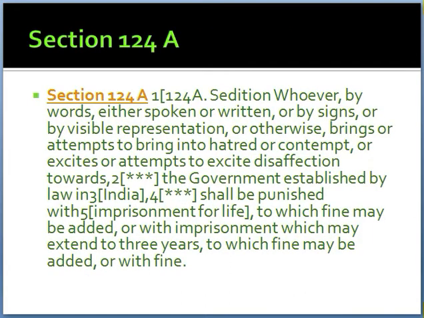Now, what is section 124A? Sedition: whoever by words, either spoken or written, or by signs or by visible representation or otherwise, brings or attempts to bring into hatred or contempt, or excites or attempts to excite disaffection towards the government established by law in India, shall be punished with imprisonment for life, to which a fine may be added, or with imprisonment which may extend to 3 years, to which a fine may be added, or with fine.